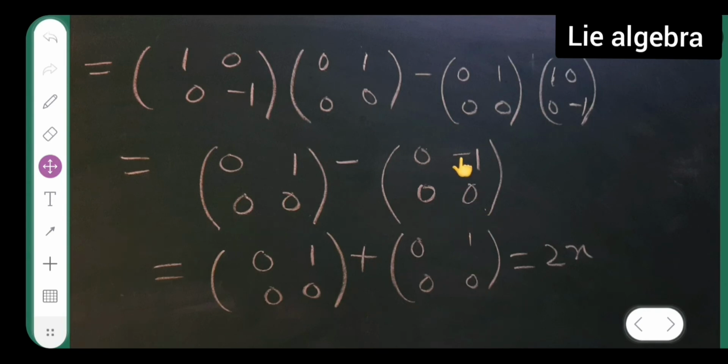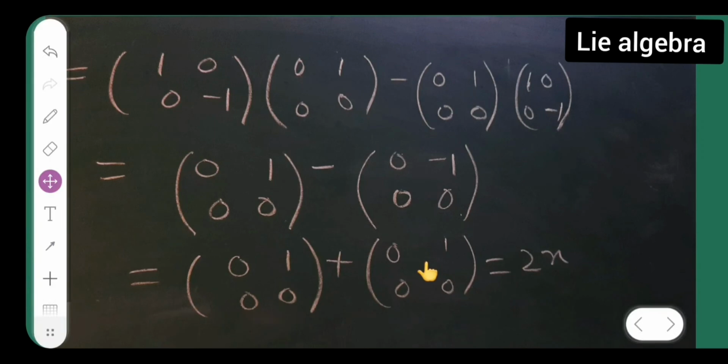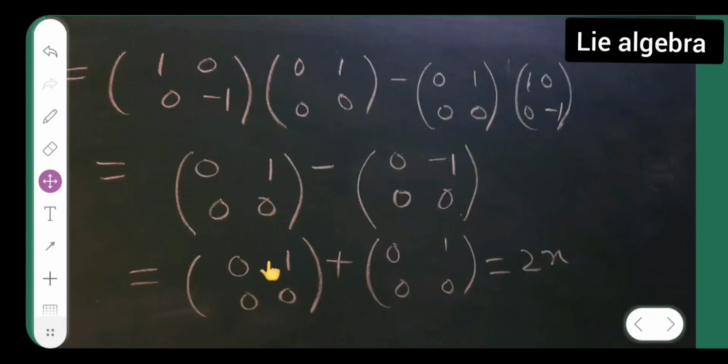Okay. Now I have taken this minus sign outside, so it became plus over here. And I got here, this is my X value, right? X plus X, so it is 2X, no? What was my X over here? 0, 1, 0, 0. So it is nothing but 2X.